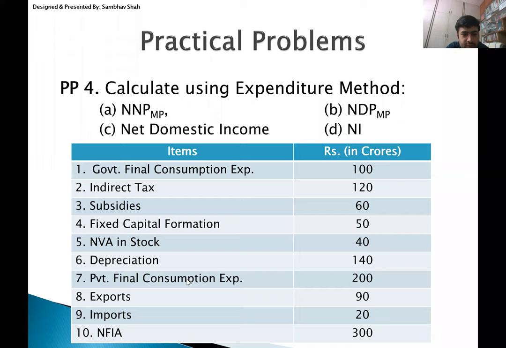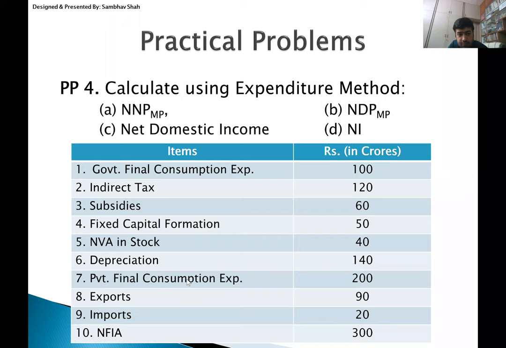GDP at market price. This is 410. Net domestic income. Yes, sir. Okay. And NDP. I'm getting confused here. I have done. Okay, I want Zalak to answer. You do it better. Zalak.